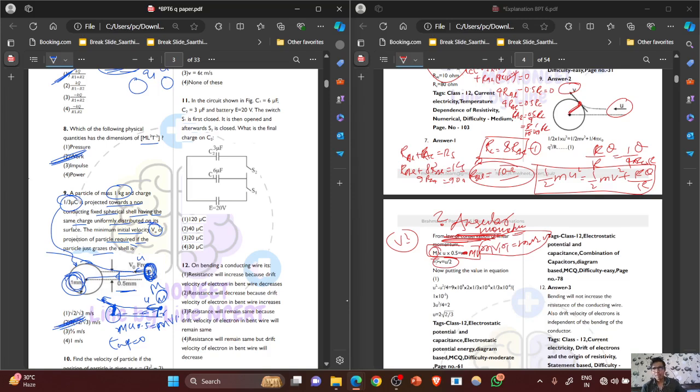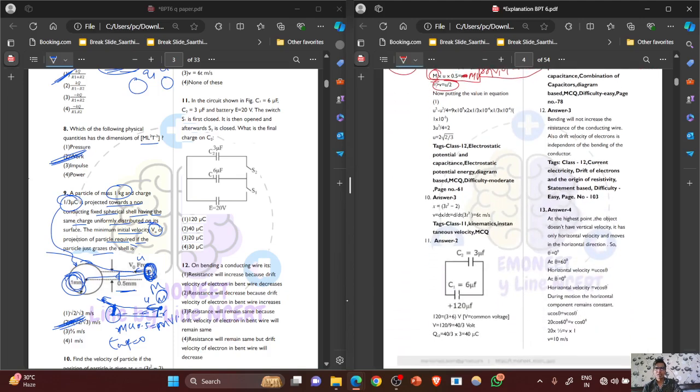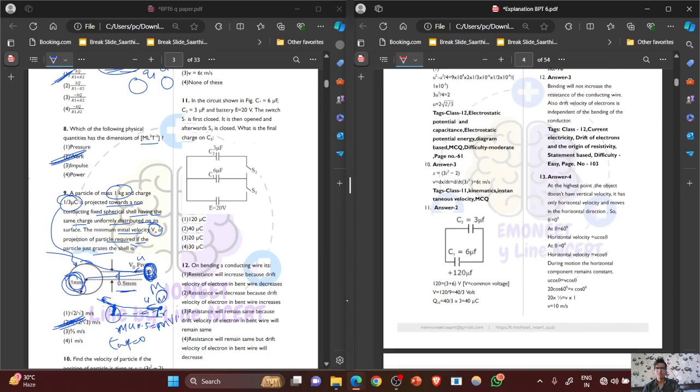Here it is angular momentum conservation. Here also the Q formula is written wrongly. It will be KQ by R, meaning 1 by 4 pi epsilon naught into R, that is multiplied by Q. That's why I'm explaining these things in detail, because there are typing errors in the formulas in the explanation sheet.